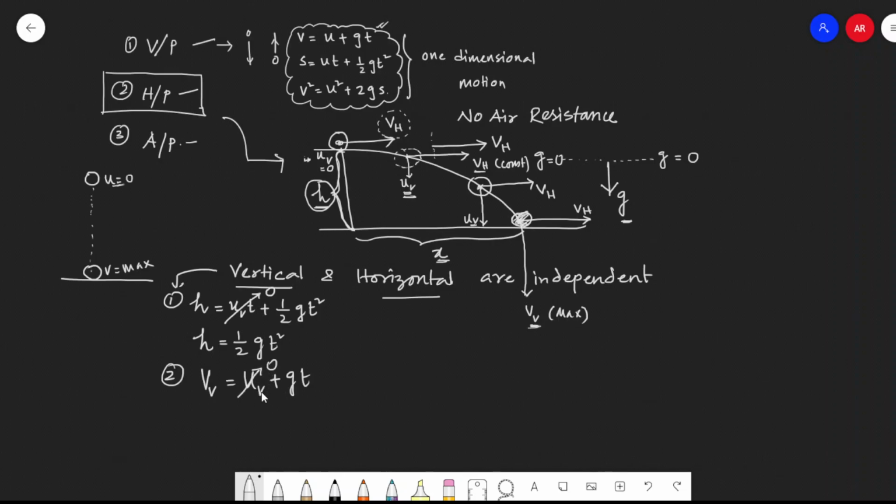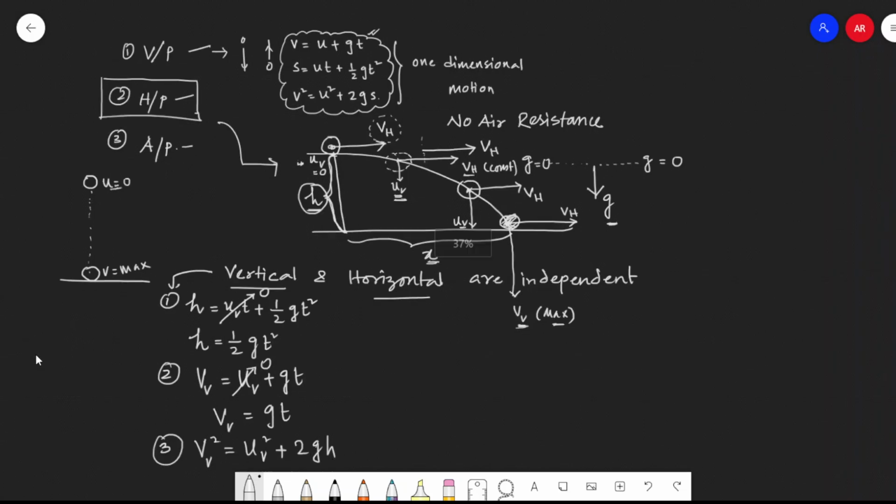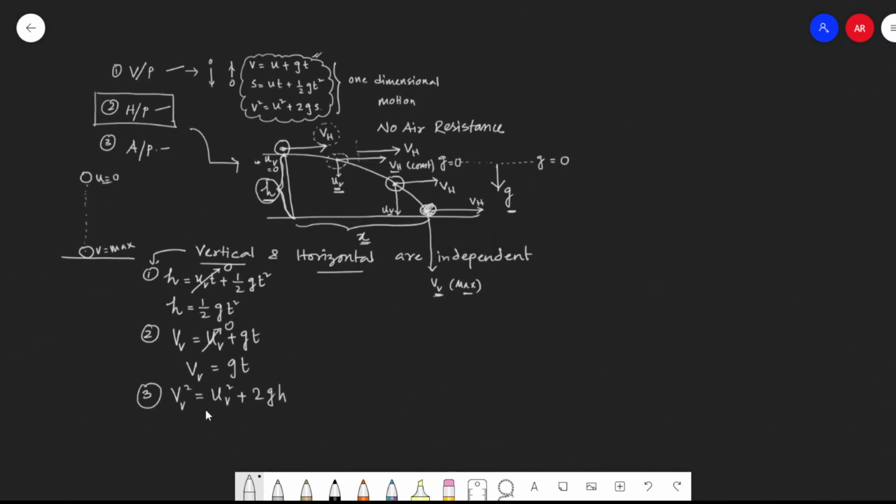Here again, this is 0. So Vv, the final vertical velocity, which is maximum right here when it is going to hit the ground, is gt. T is the time of flight. Number 3 is Vv square equals to uv square plus twice gh. The h is the vertical height or displacement. So here again, the initial vertical velocity is 0. So the final vertical velocity Vv square equals to twice gh. So if we subject Vv, it is going to be root over 2gh.